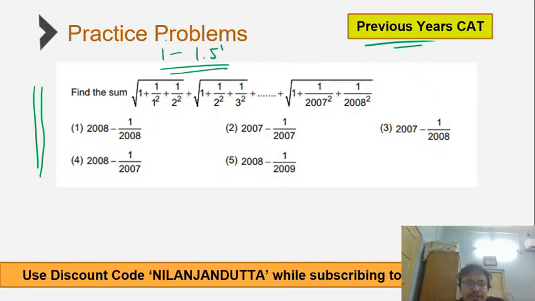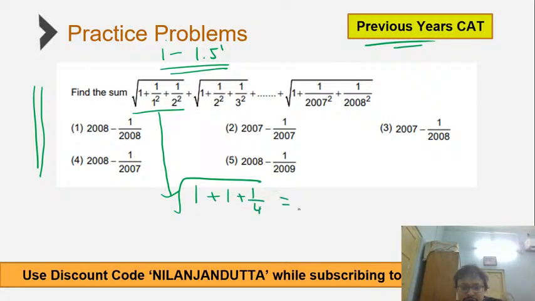So what you can do is just look at the first term and check what it is coming out to be. So break it into smaller terms and check. How much is the first term? 1 plus 1 by 1 squared, that is 1, plus 1 by 4, which is nothing but the root of 1 plus 1 by 4, the root of 9 by 4, which comes out to be 3 by 2.